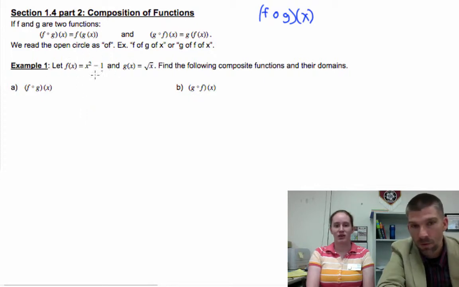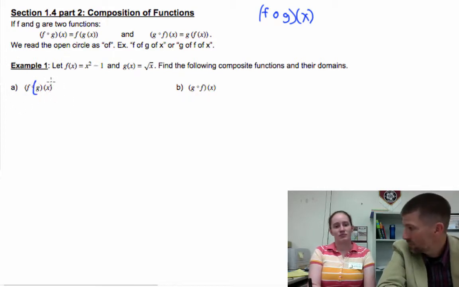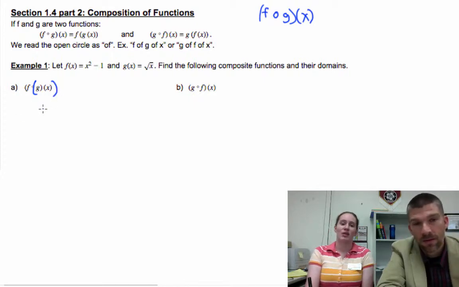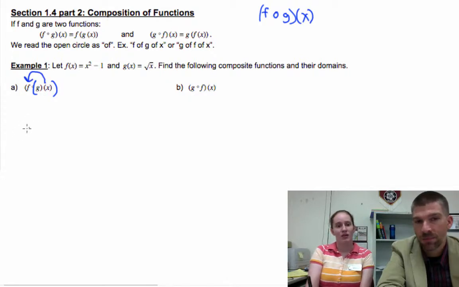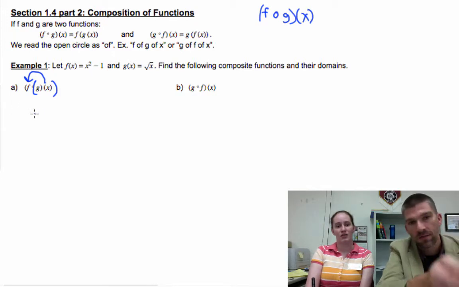Let f of x equal x squared minus 1 and g of x equal square root of x. Find the following composite functions and their domains. Let's find it first, and then let's talk about the restrictions. I nominate a several-step approach as we're learning. So let's go from fog to f of g of x.